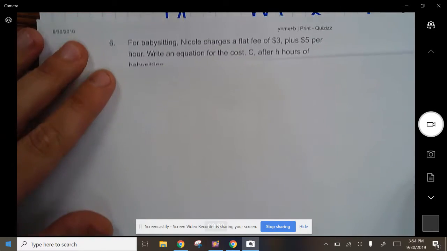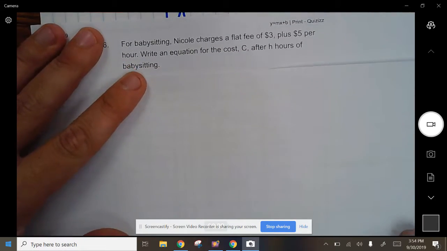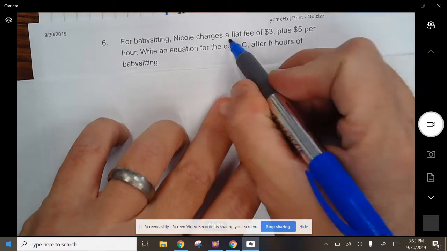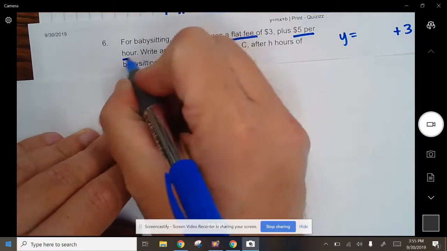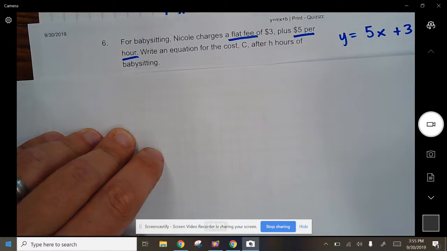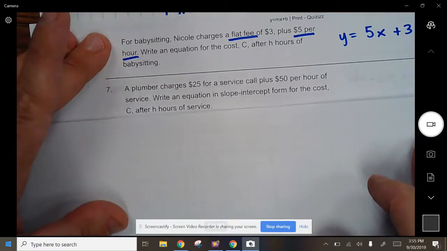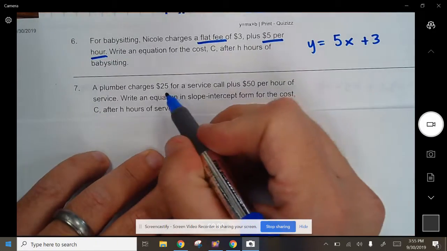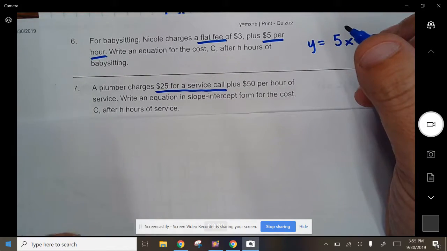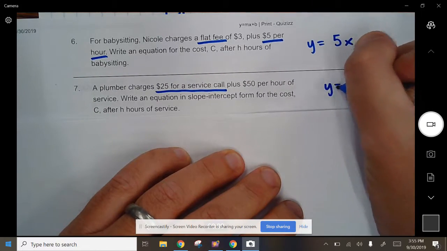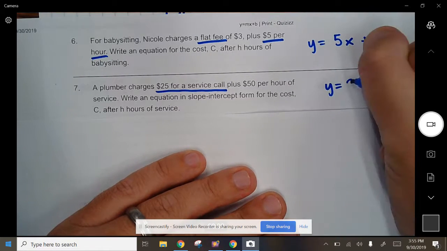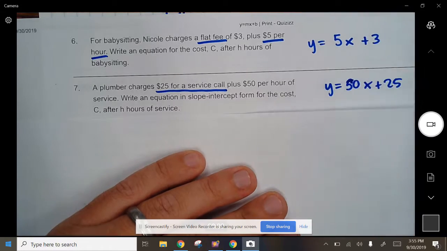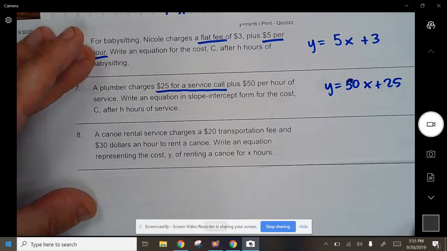Let's do another one. So for babysitting, Nicole charges a flat fee of $3 plus $5 per hour. Flat fee, that's your y-intercept, plus $5 per hour. Okay? Are we getting the hang of this? I hope so. A plumber charges $25 for a service call and then $50 per hour. So it's $25 for the service call. The 25 is the y-intercept. It's $50 per hour. All right, let's do this last one.